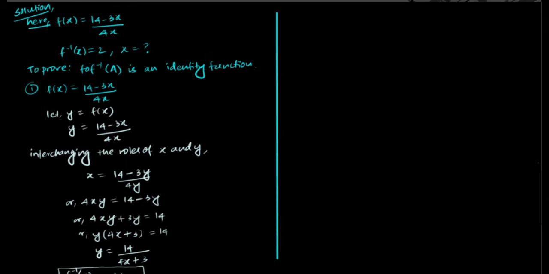The question asks me to show that f composite f inverse is an identity function. So, for the second part, to show that f composite f inverse of A is an identity function, let me find the composite of f and f inverse.